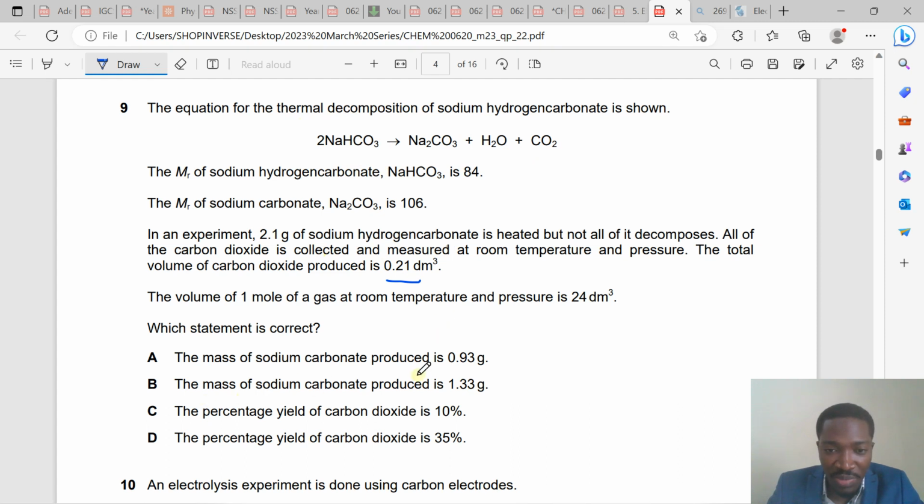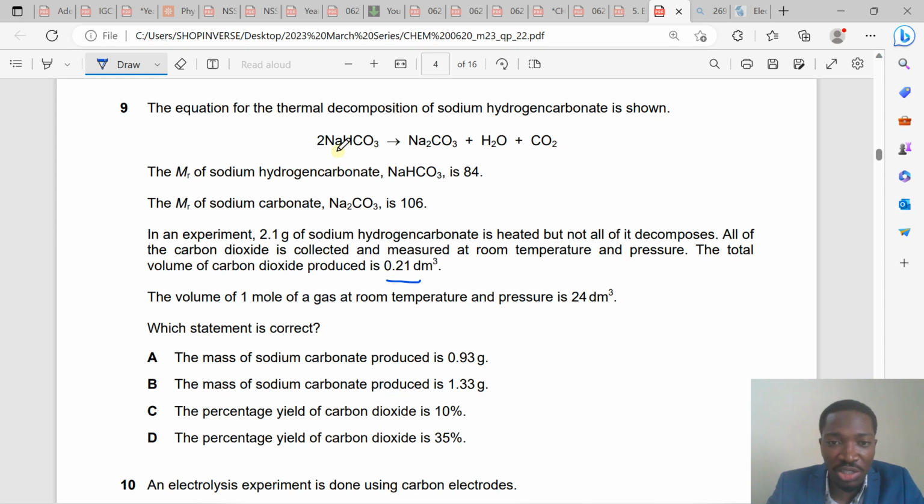Okay, so let's start by getting the easiest thing to get. That's the mass of sodium carbonate produced. So when we get the mass of sodium carbonate produced, when we check it, if it does not correspond to any of these, then we proceed to calculate the percentage yield. How do you get the mass?